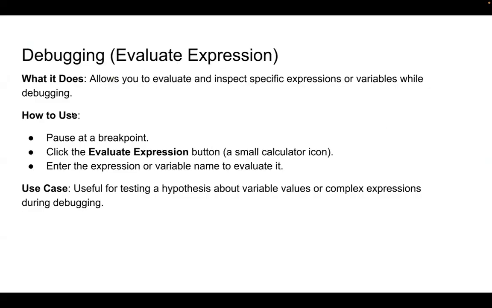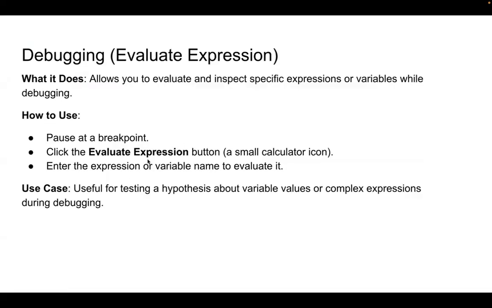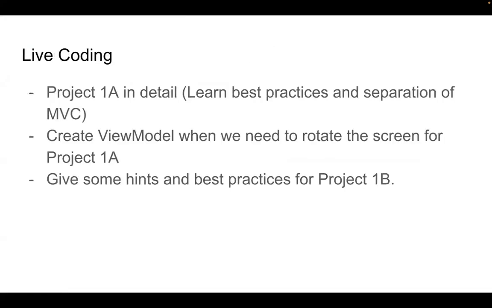Debugging evaluate expression allows you to evaluate and inspect specific expressions or variables, so it can be an expression as well. While debugging, pause at a breakpoint, click the evaluate expression button or the small calculator icon, and enter the expression or a variable name to evaluate it. So you can actually put some conditions in here, I think. So check the book on that. I have not used this extensively, but the book does a pretty good job, so that's why I didn't want to go into too much detail.